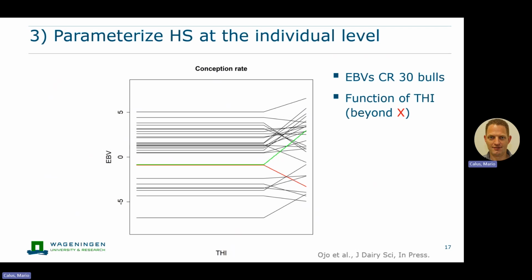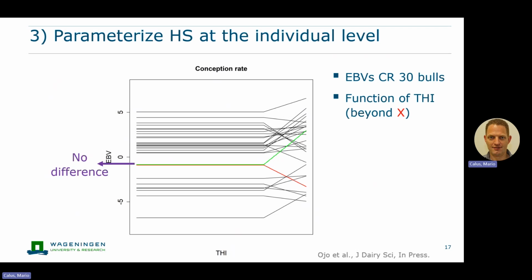And when we did this exercise, here I plot the breeding values for conception rate of the 30 bulls that had most information in the data, so they had the highest reliability for the breeding values. Up until the THI threshold, it's just a straight line, just by construction of the model. We assume that THI does not affect the breeding values, but thereafter, also by construction of the model, breeding values are a linear function of THI, and you see that some re-ranking starts to happen.